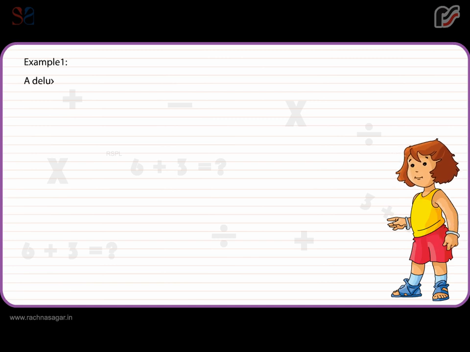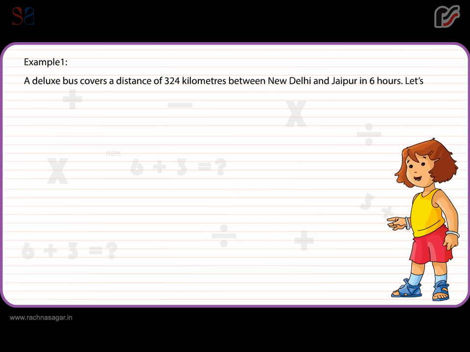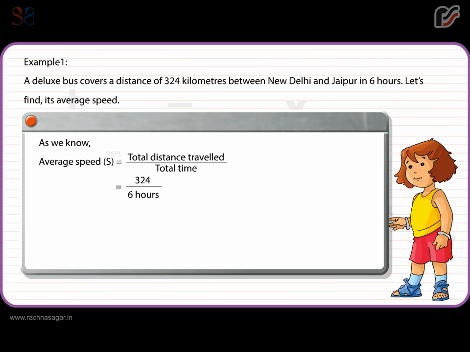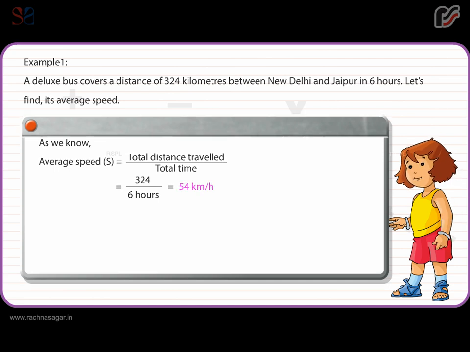Example 1. A deluxe bus covers a distance of 324 km between New Delhi and Jaipur in 6 hours. Let's find its average speed. As we know, average speed, S, is equal to total distance travelled divided by total time, is equal to 324 divided by 6 hours is equal to 54 km per hour.